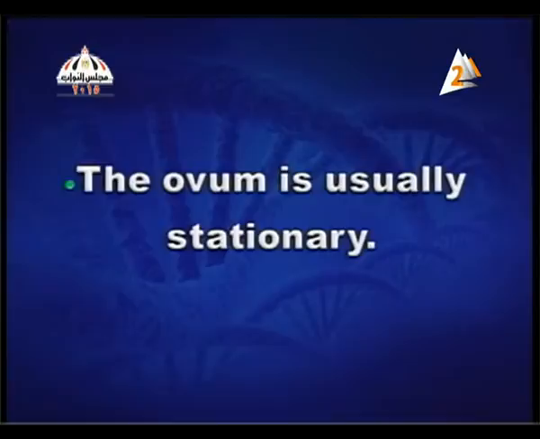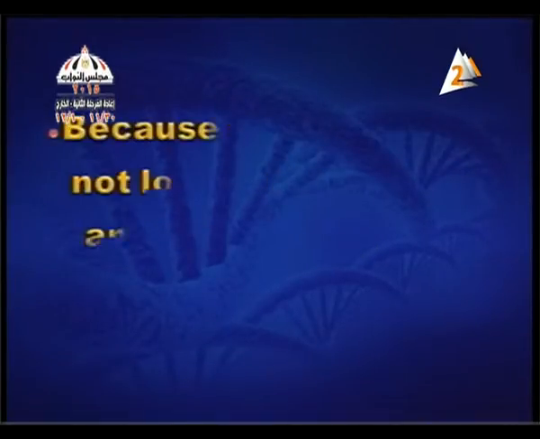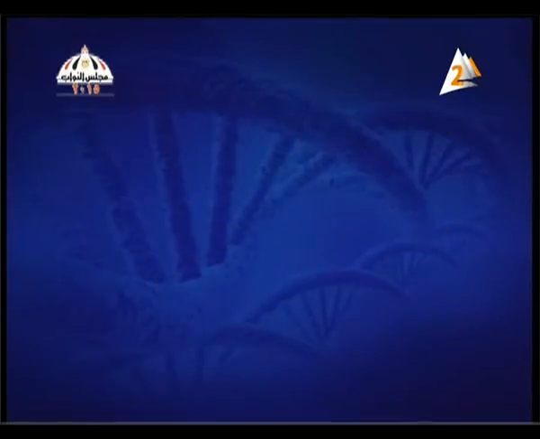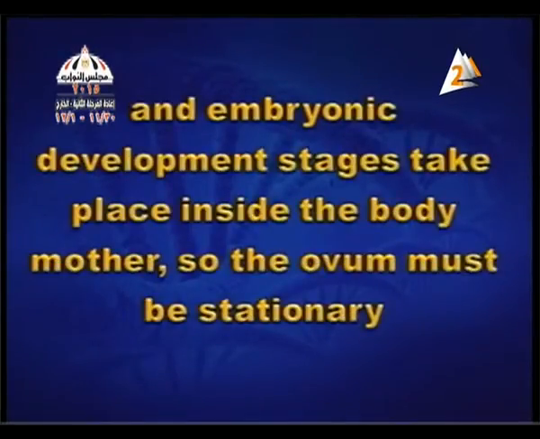The ovum is usually stationary. Why can the ovum not move? Yes, because the ovum has no locomotory organ like the sperm, the male gamete. And in most animals, fertilization and embryonic development stages take place inside the body of the mother. So the ovum must be stationary.